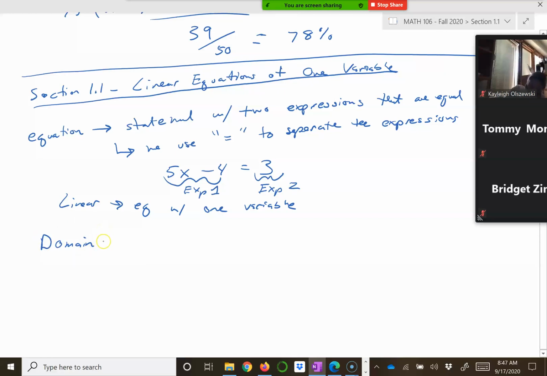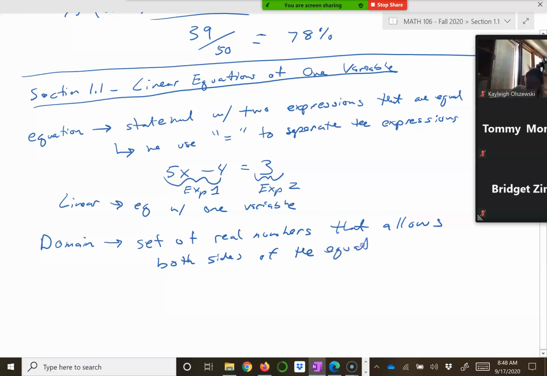of a linear equation is the domain, and we've been talking about the domain a little bit with our rational expressions, but I want to give you a little better definition. So the domain is the set of real numbers that allows both sides of the equation to be defined.